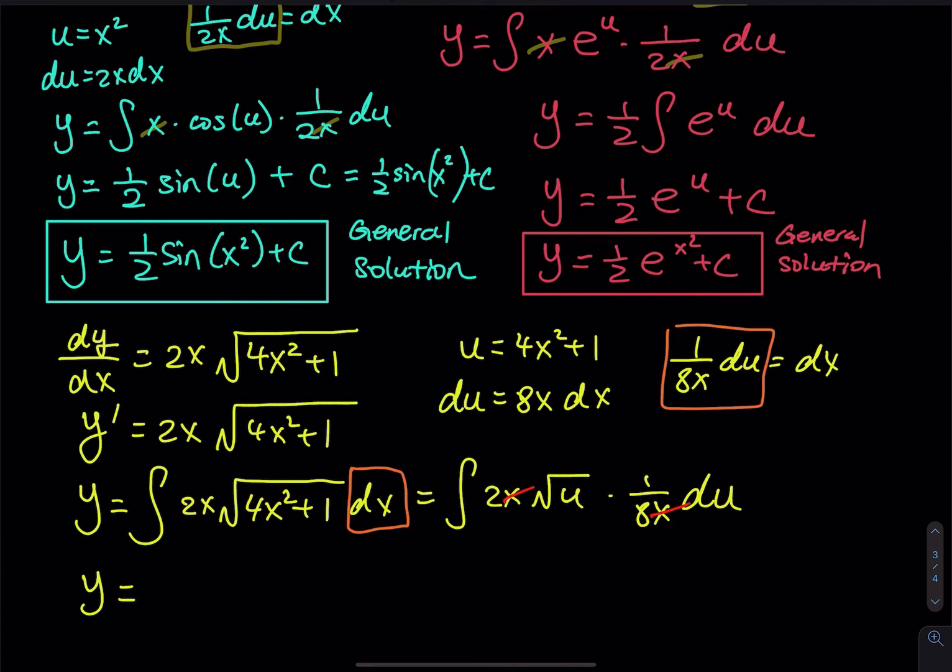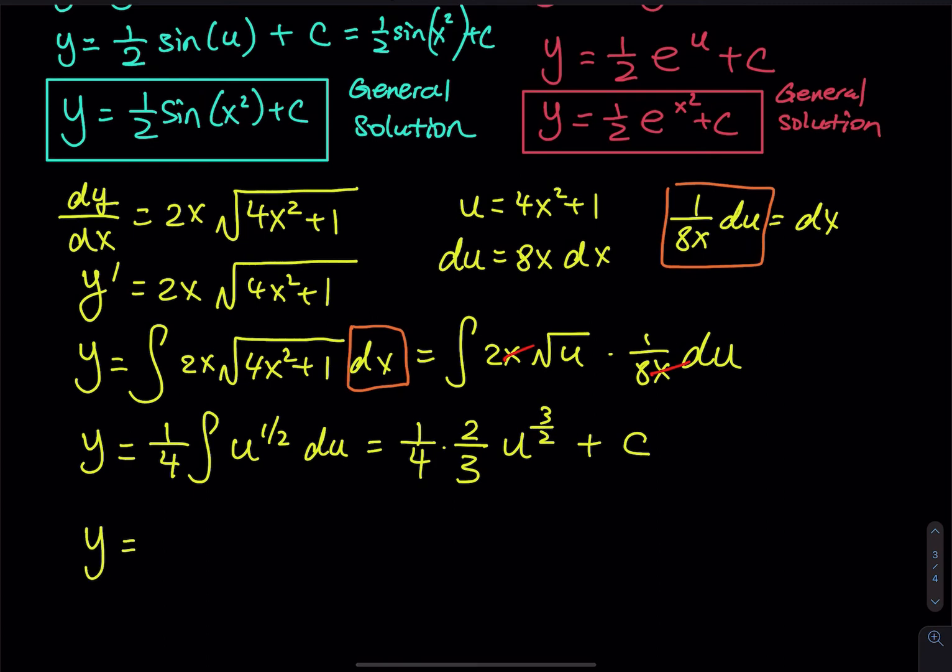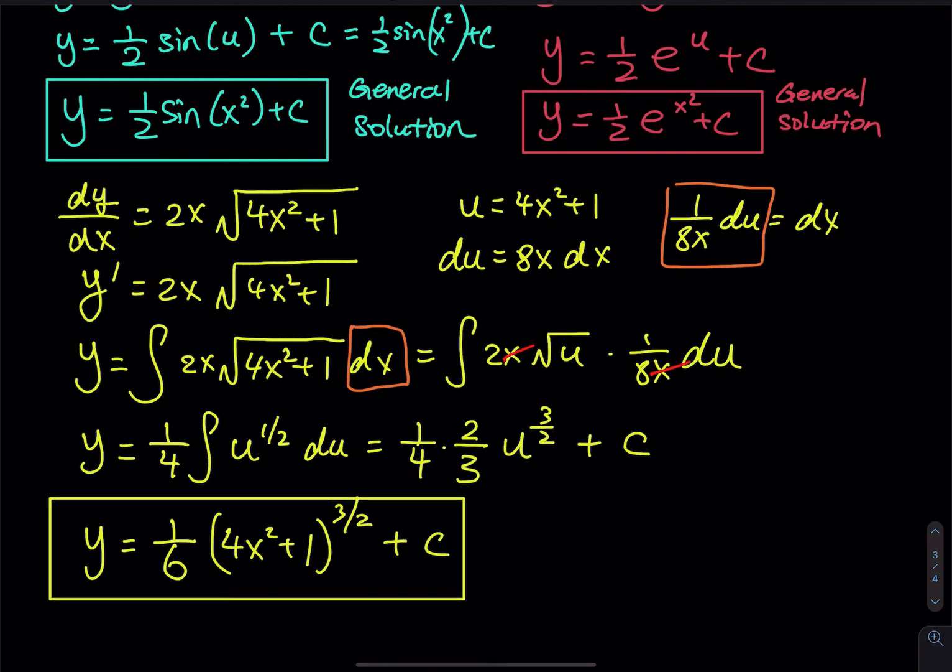Alright, so y equals 1 over 4, and then the integral, square root means 1/2, and then du. So take the integral of that, so you add 1 to it, that becomes 3 over 2. Reciprocal is 2 over 3, and then you add c to it, and then we multiply the fractions, so that becomes 1/2 times 1/3, so that will be a 1/6, and then the u is 4x squared plus 1, raised to the 3 over 2, plus c. So this is my general solution.